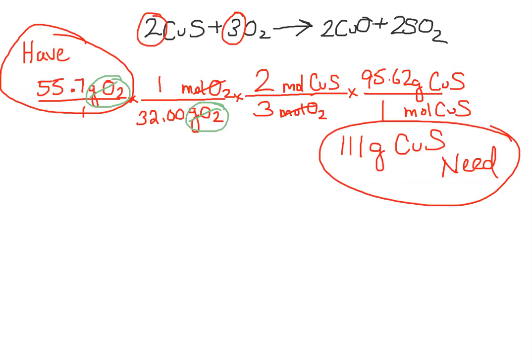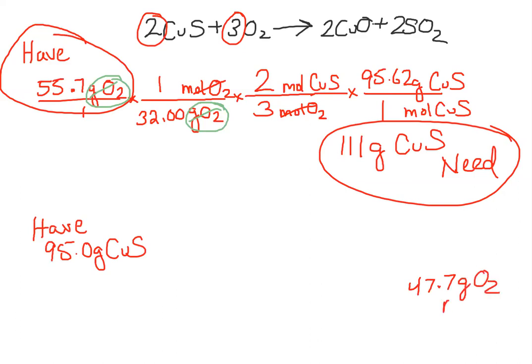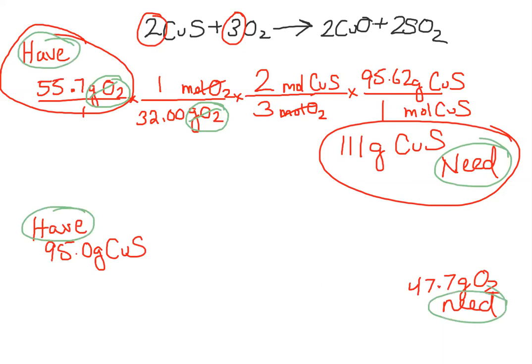In the problem that we already did, we have 95.0 grams of copper sulfide. And when we did that, we found out we need 47.7 grams of oxygen. This is what's important in these problems, writing have and need. I want to see the have, I want to see the need. Now you're gonna match them up.